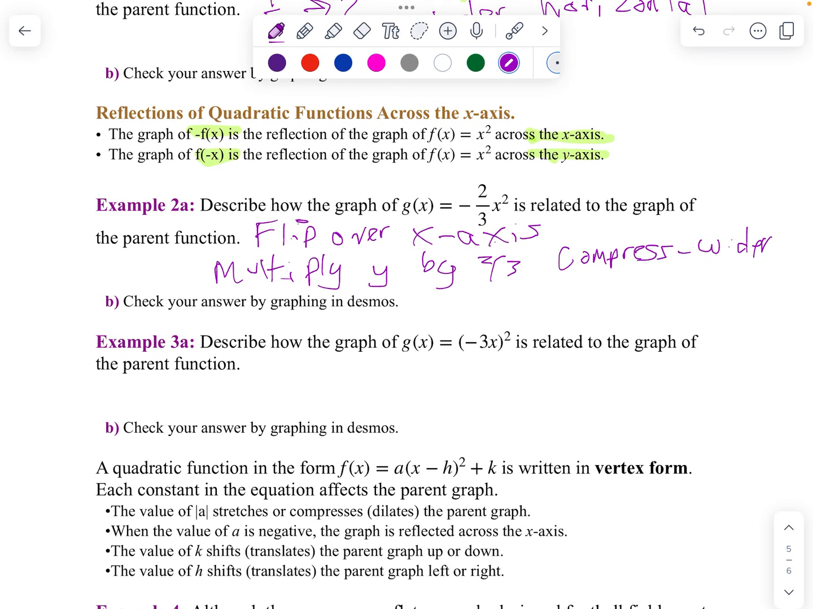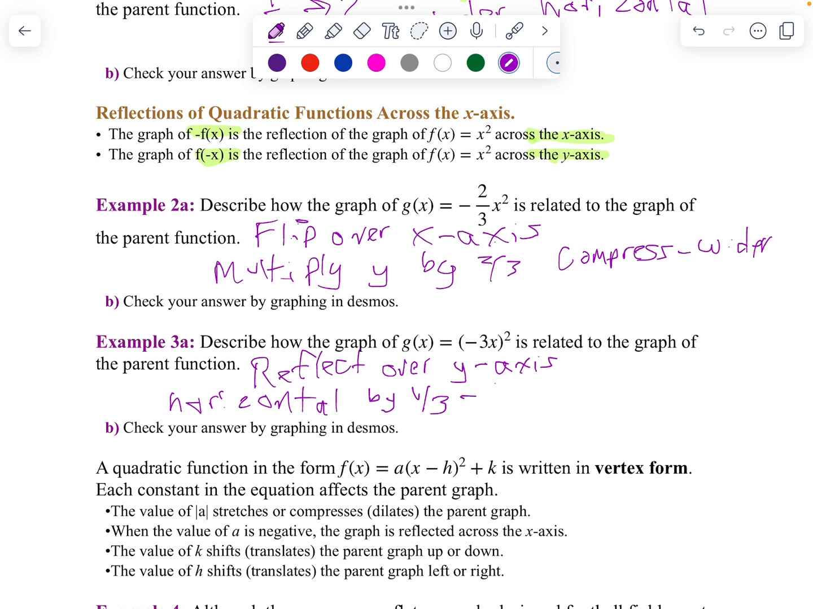Now, notice I'm multiplying the x, aren't I? So what I'm going to do is reflect over the y-axis. It'll be a horizontal dilation by 1/3, because I do the reciprocal of 3. Horizontal by 1/3 means it's going to get thinner. It's a stretch towards the y-axis.